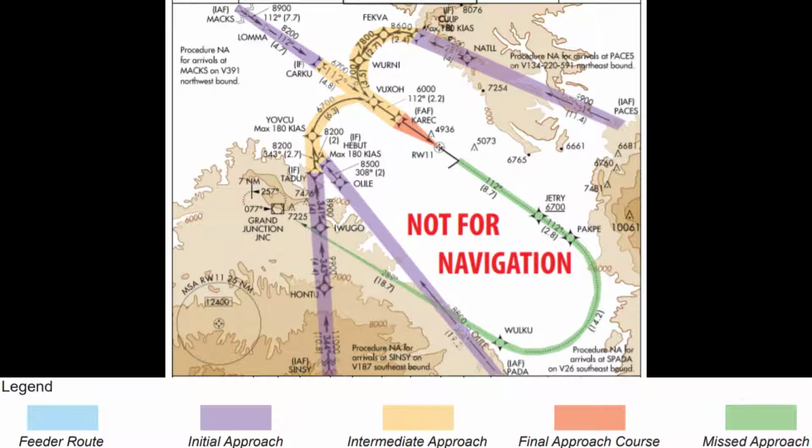Finally, we have the missed approach course, which is highlighted in green. Missed approach begins at the missed approach point and continues until the designated fix or waypoint. Missed approach procedure track is shown as a hash marked line in the plan view. If the missed approach fix is outside of the area of the plan view, it will be shown in a separate box in the plan view.